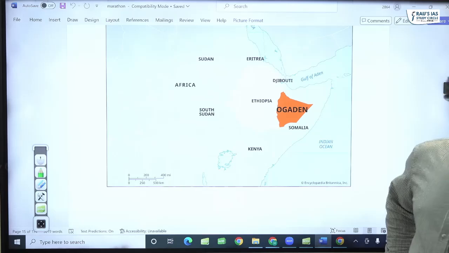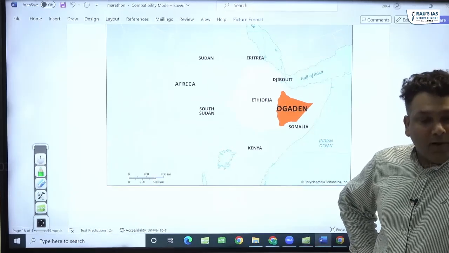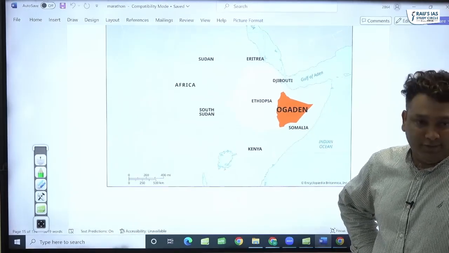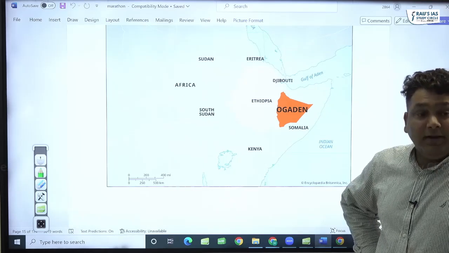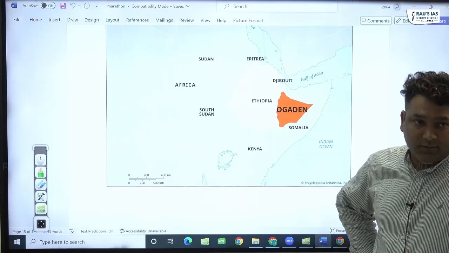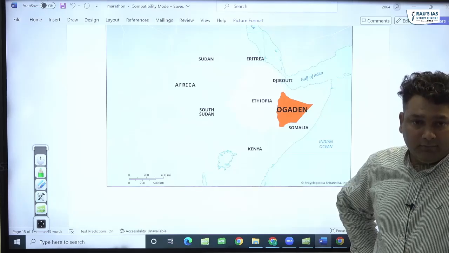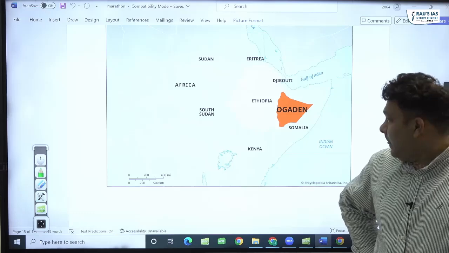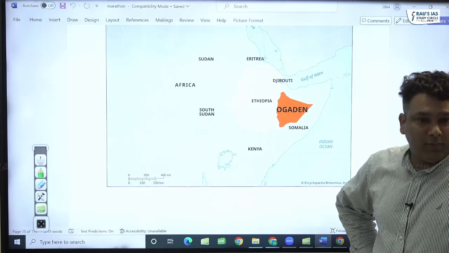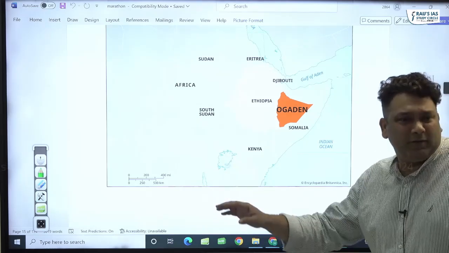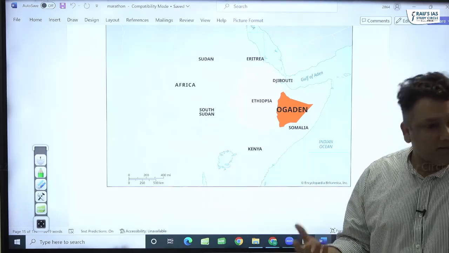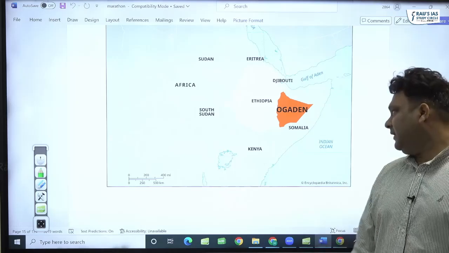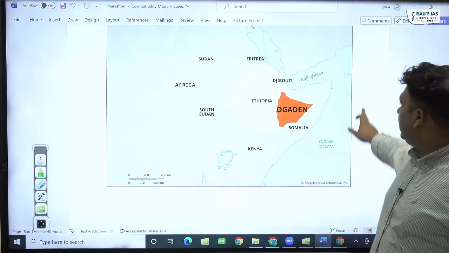Ogaden has Somali ethnicity, which is around 6.2%. Again, it's a desert part. So it is in and out. Sometimes Somalis come here, sometimes Ethiopia goes here. So we can't say it is conflicted, but again, it has problems. Disputed area, you can say. The disputed area of Ethiopia, Ogaden.